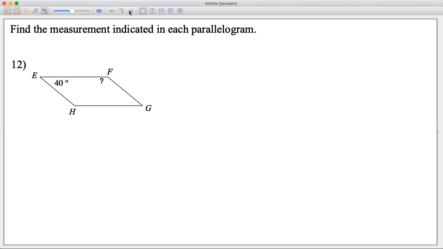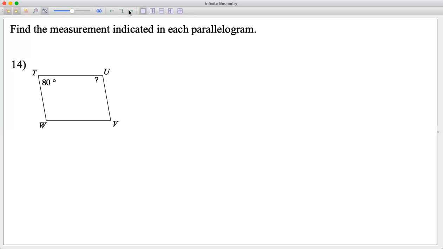130. What? 140. All right. 139. 100. All right, enough of that.